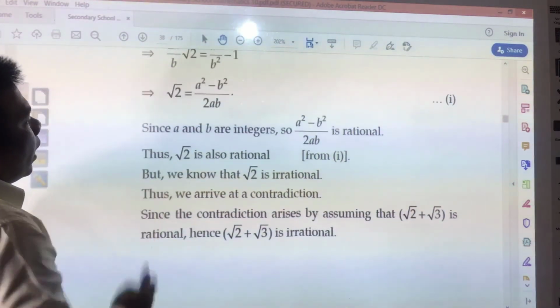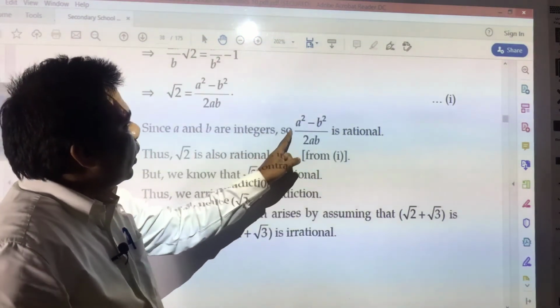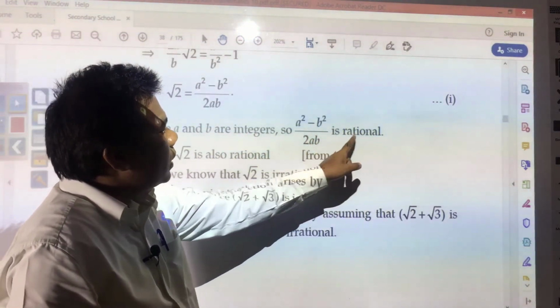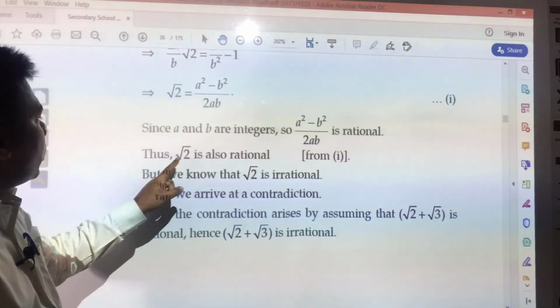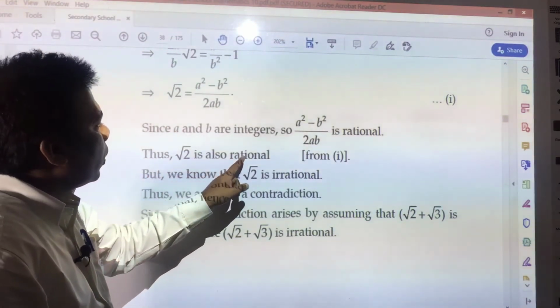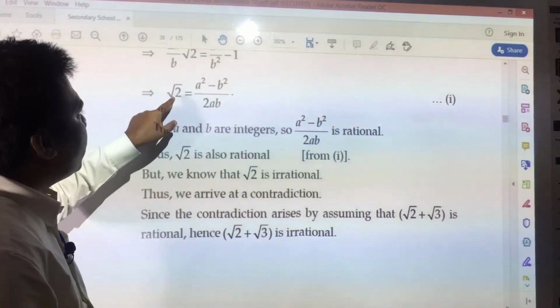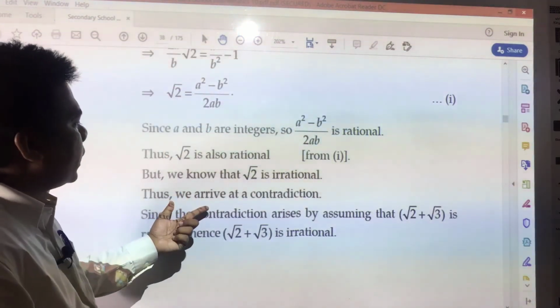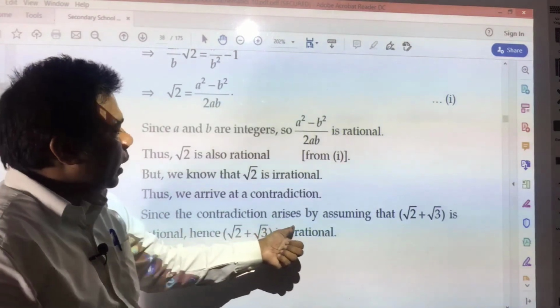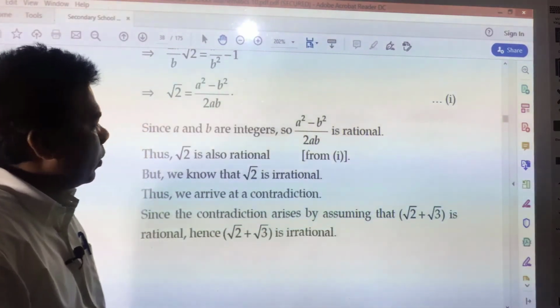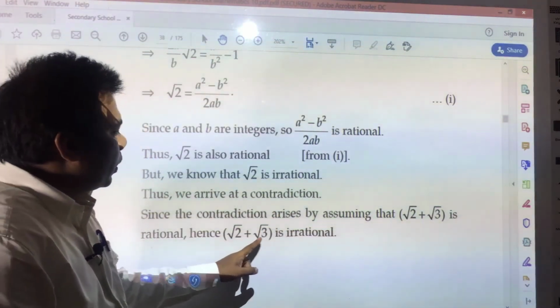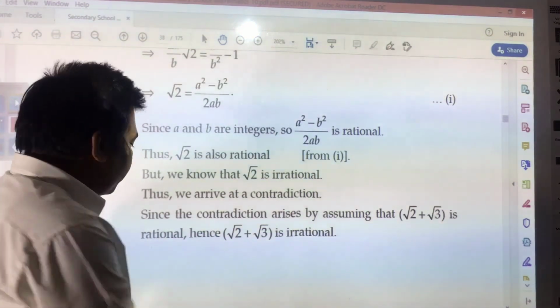Since a and b are integers, a square minus b square by 2ab is rational. Thus, root 2 is also rational. If this number is rational, it means root 2 should also be rational, but again there is a contradiction. Since the contradiction arises by assuming that root 2 plus root 3 is rational, hence root 2 plus root 3 is irrational.